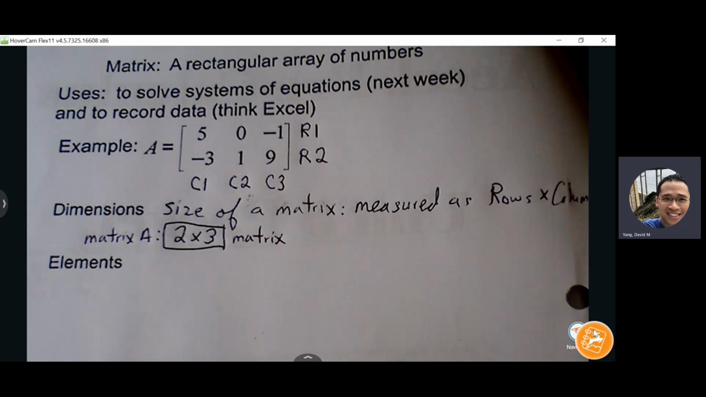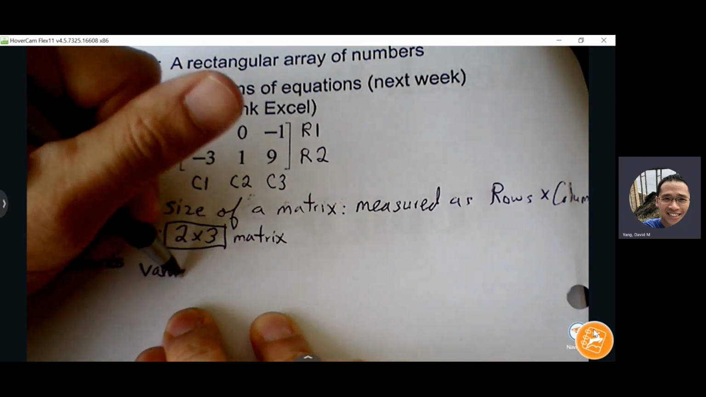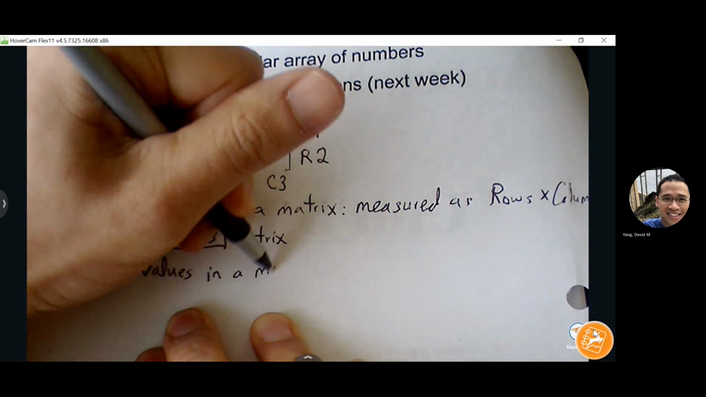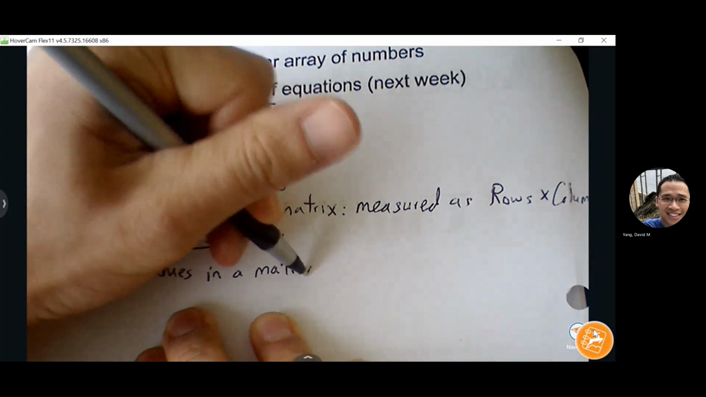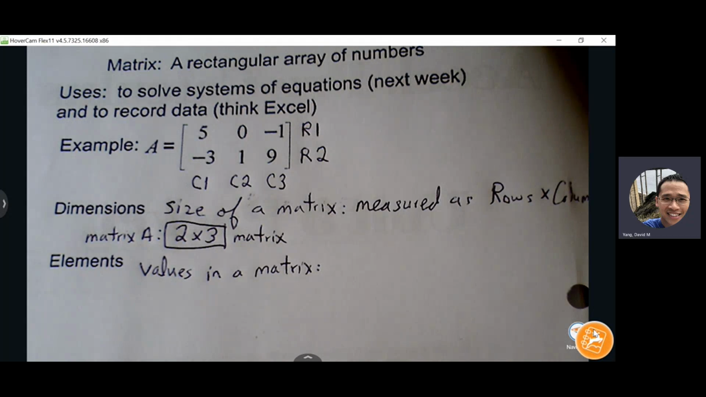Okay, so the elements are the values inside the matrix. The locations are described as row number followed by column number.